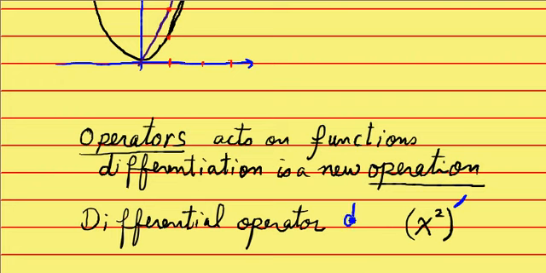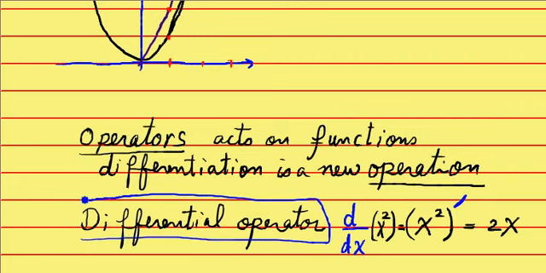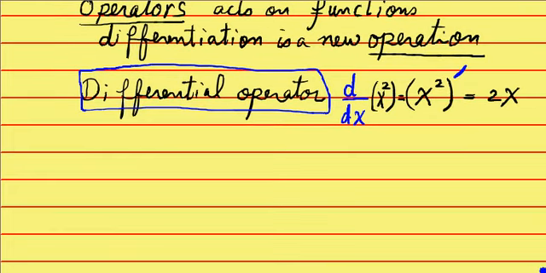Here's another way of writing it. d dx, that's a differential operator. It tells you what is it that you want to do. You want to differentiate. What is it that you want to differentiate? You want to differentiate x squared. So d dx is a differential operator, same as this prime. That's another way of writing differential operator, and here's the answer. So differential operator is the name of this operation that you are carrying through here.